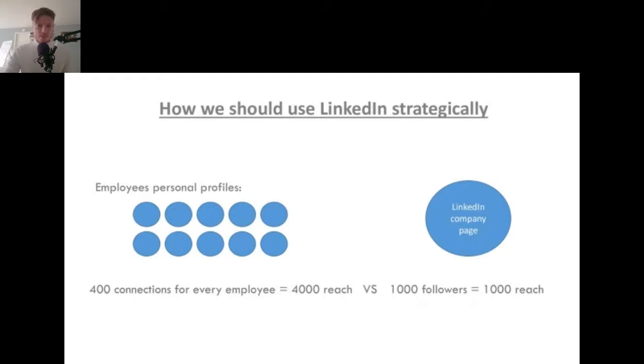And let's say we have 10 employees and 10 people in our team. So it's 400 connections. We just take the general number for every employee. So in the first degree network, we have a potential reach of 4,000 already. So it's 4 times our company page. But when we put on our second degree network, which is our potential reach on LinkedIn, it's 1.6 million.